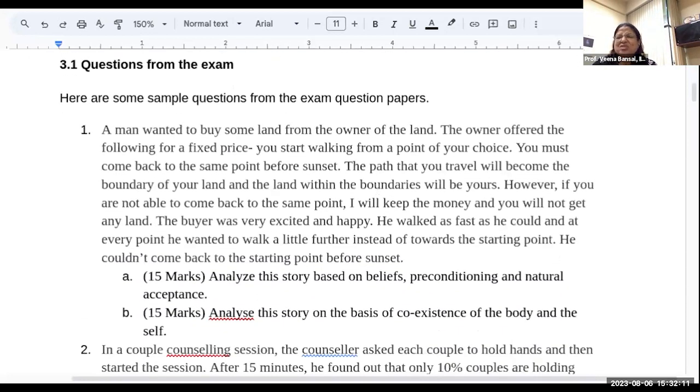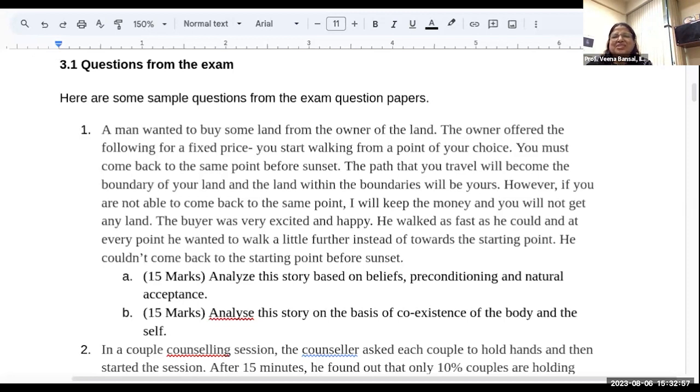Some of these questions are from mid-sem exams and some are from the end-semester exams. So this is a very old story from Tolstoy. And there was one student in the class, incidentally, whose name is also Tolstoy. That was such an interesting coincidence. But anyway, in this story the man is buying some land and the offer is that he starts from a point and then he walks around and he has to come back to the same point where he started before sunset. If he's not able to come back to the same point, then he does not get anything. So this guy walks, but he's not able to come back to the starting point.